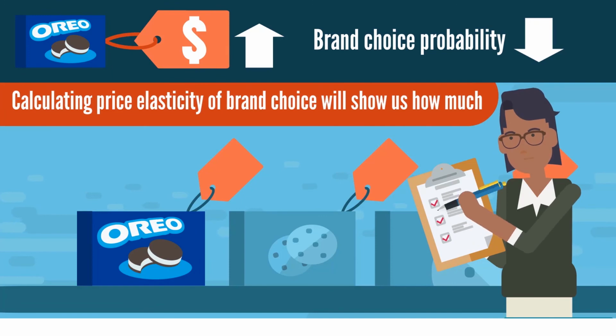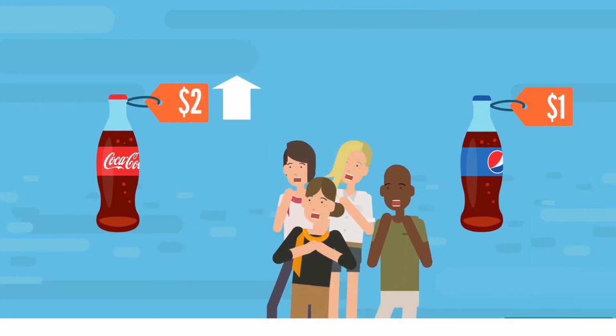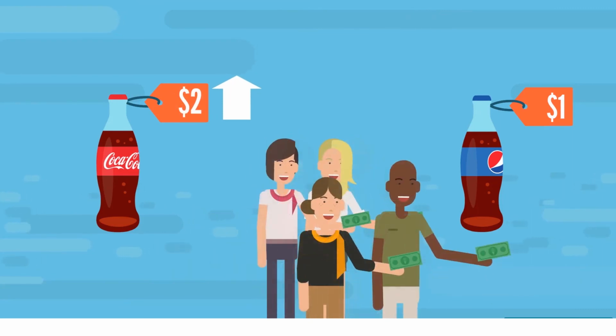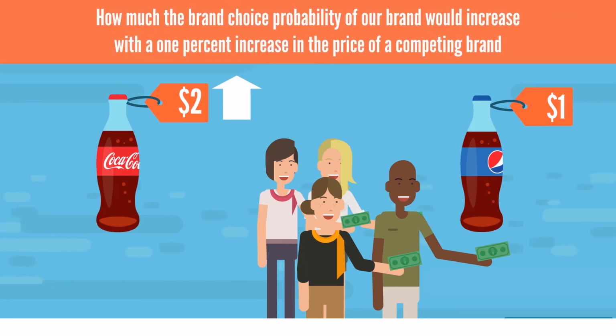Again, calculating price elasticity of brand choice for a brand with respect to the price of that brand would show us exactly how much. Accordingly, if another brand increases its unit price, the brand choice probability of the brand of interest would increase. This is precisely the Coca-Cola Pepsi example we started with. Such elasticity calculations will show us how much the brand choice probability of our brand would increase with a 1% increase in the price of a competing brand. Nice skill to have, isn't it? We'll learn how to do that and even more.